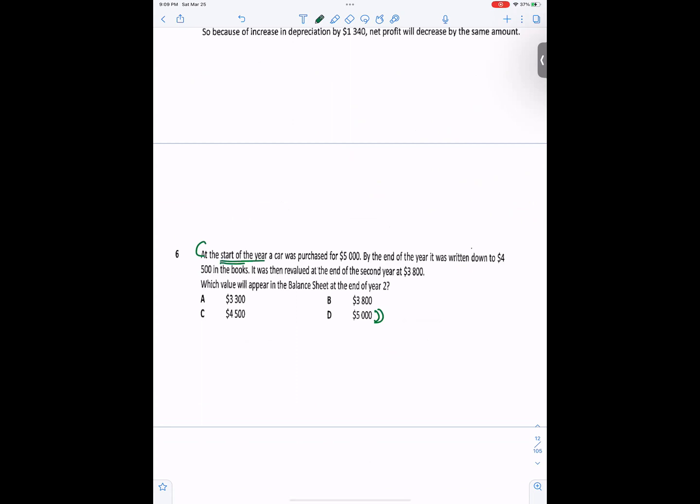At the start of the year, a car was purchased for 5,000. By the end of the year, it was written down to 4,500 in the books. So at the beginning, it was purchased for 5,000. And at the end, it was written down to 4,500. That means in year 1, I have charged depreciation of how much? 500.